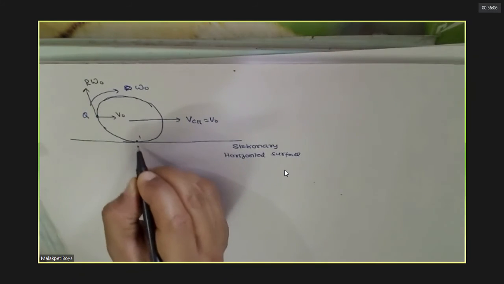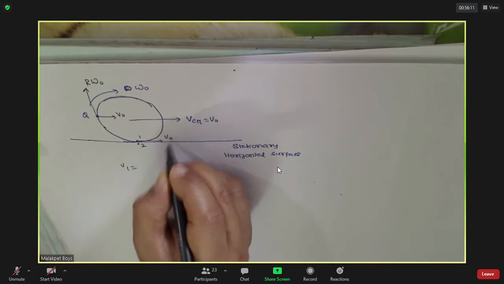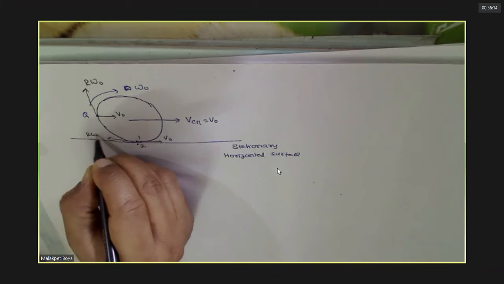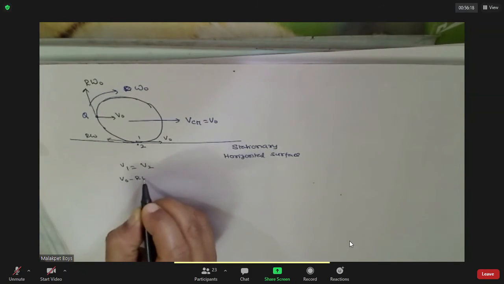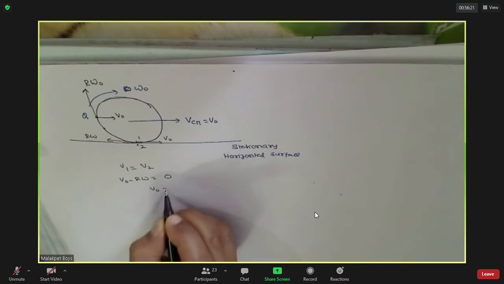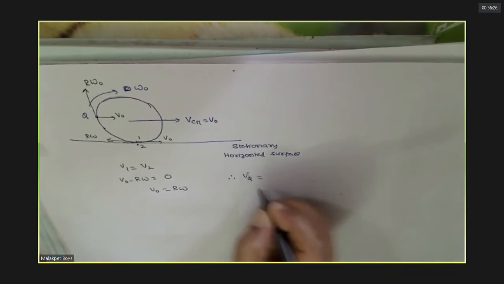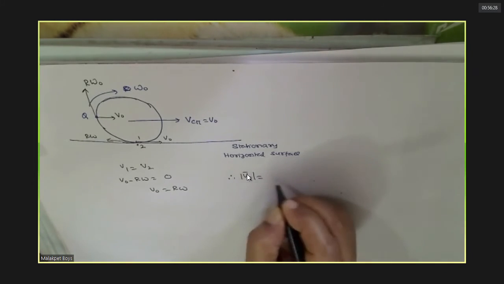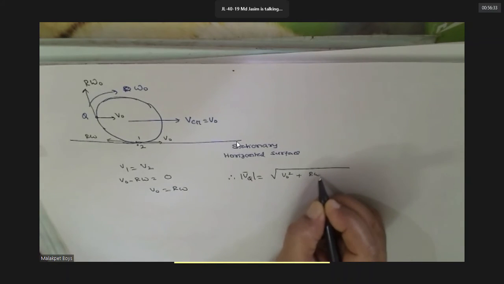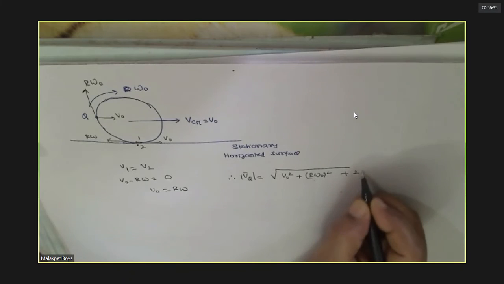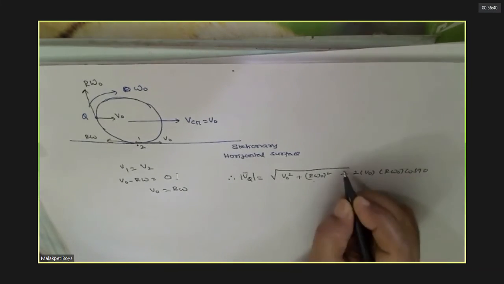Now if you take this point and this point, what is V1? You already know that this is nothing but V naught, and this is R omega. This is V naught minus R omega. The stationary surface is at rest, so V naught equals R omega. Therefore, what is the velocity of Q? Magnitude wise, this is V naught square plus R omega naught square plus 2 into V naught into R omega naught into cos 90. Do you agree with this?